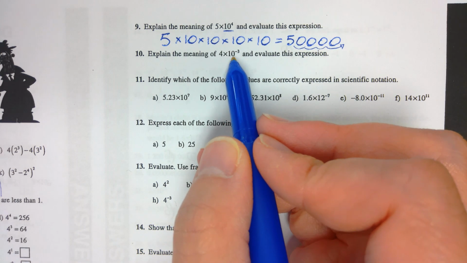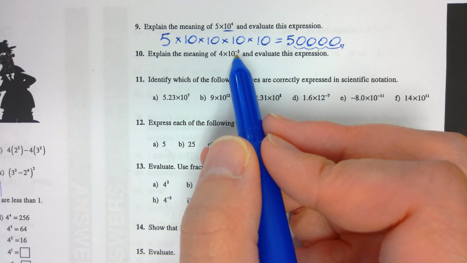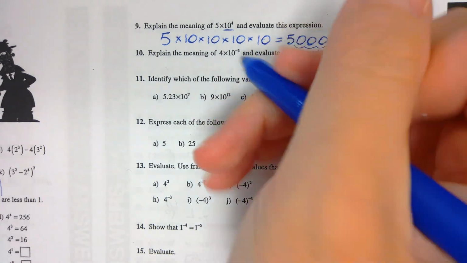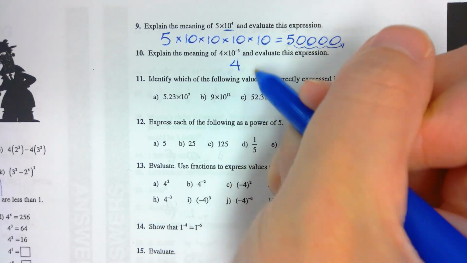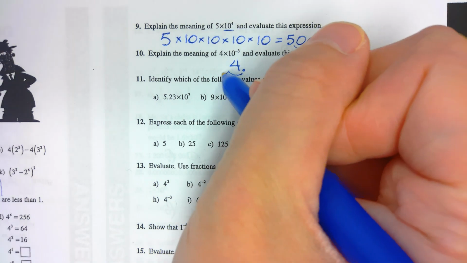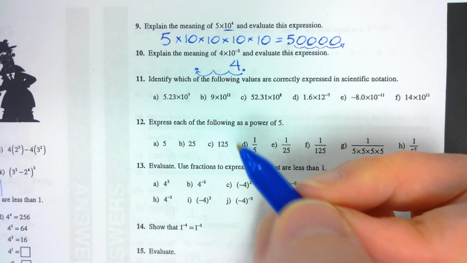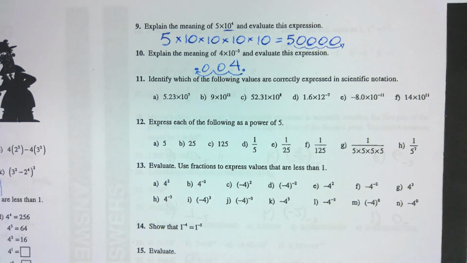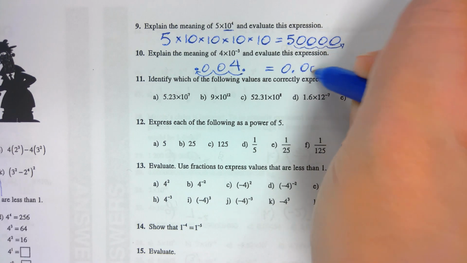But what about this? 10 to the negative 3. Which way should I move the decimal? Backwards, or to the left? And how many places should I move it? Originally it's 4. My decimal is here. So negative 3 tells me that I should move it 1, 2, 3 spaces to here. What do I put in these place values? Zeros. So the answer becomes 0.004.